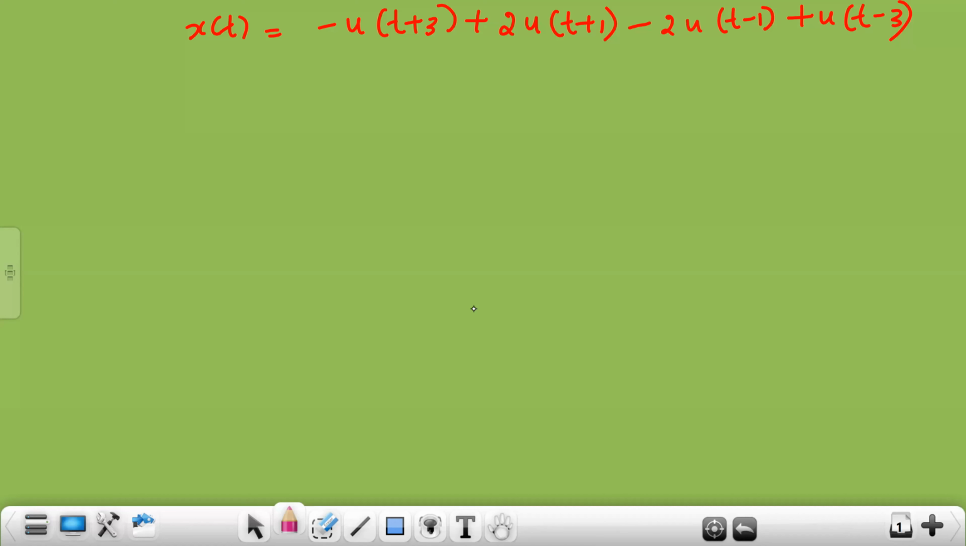Objective of this problem. So first you have to draw u of t, because only after drawing u of t, then only you can draw the other waves. So this is your u of t, figure number 1.